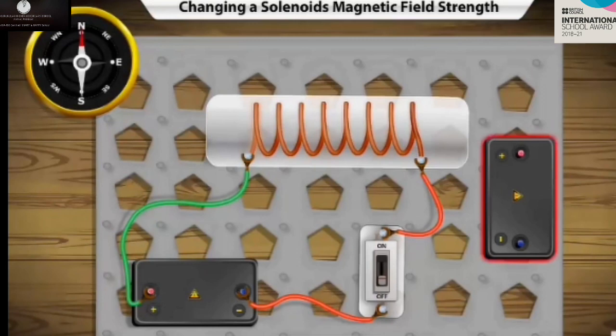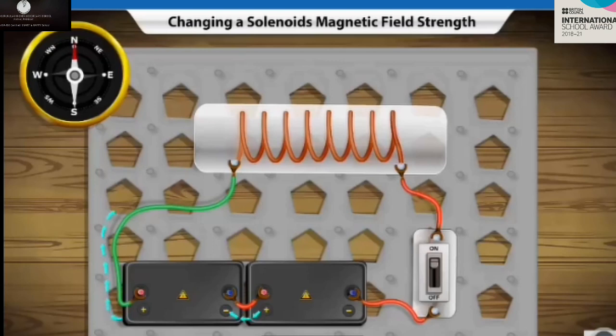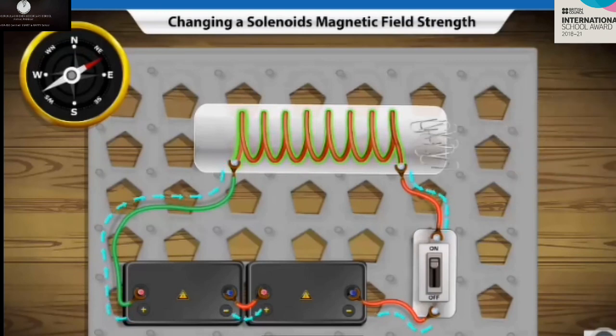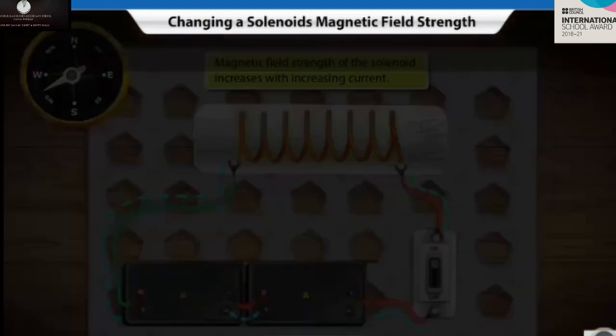Now we can increase the strength of the current by adding one more battery. Now two batteries are connected. When the switch is on, see the deflection of the magnetic needle. Yes, it deflects more and you can see more pins are attracted because the strength of that solenoid is more. So one method to increase the strength of the solenoid is by increasing the current.